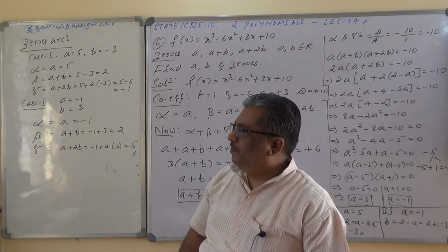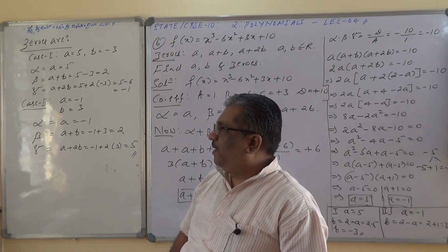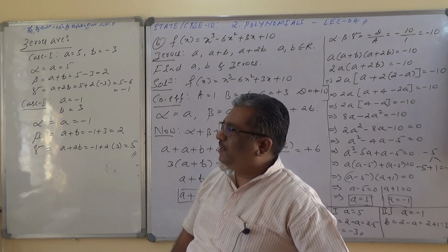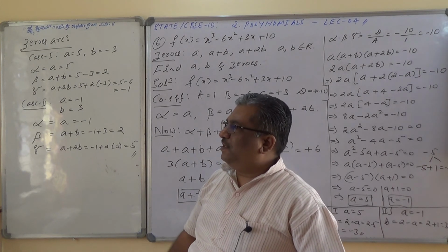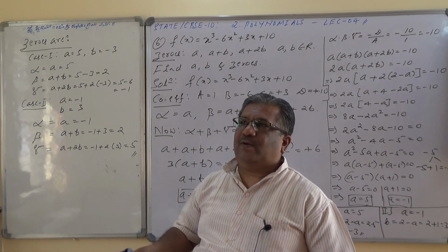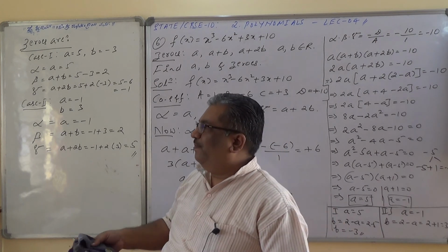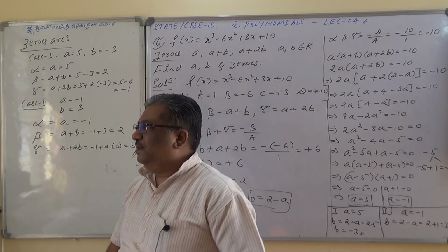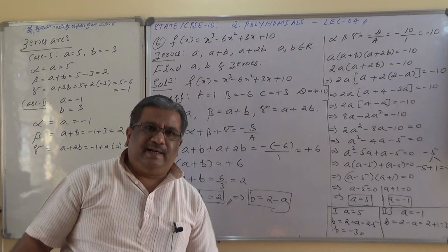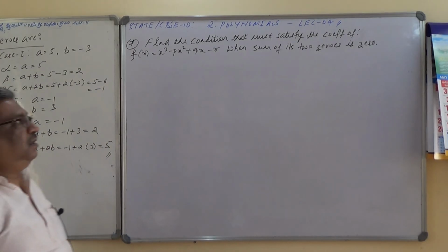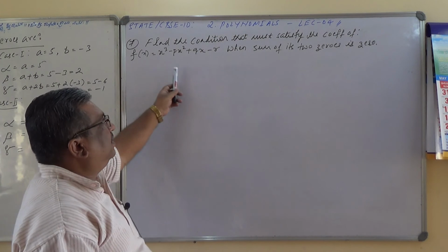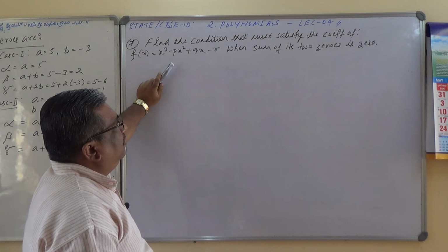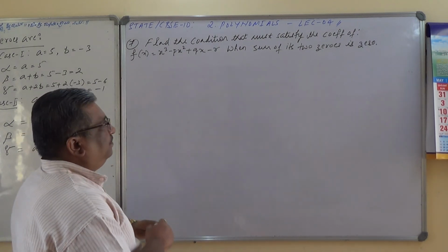We have one more typical sum. Find the condition which must be satisfied by the coefficients of the polynomial x cube minus px square plus qx minus r when the sum of its zeros is 0. The sum of the zeros should be 0. If alpha plus beta is 0, what should be the condition of the given polynomial? This is what is given. So let me clear the board first and then I'll write this question. Here we have one more sum. Find the condition that must be satisfied by the coefficients of this polynomial when the sum of its zeros is 0.